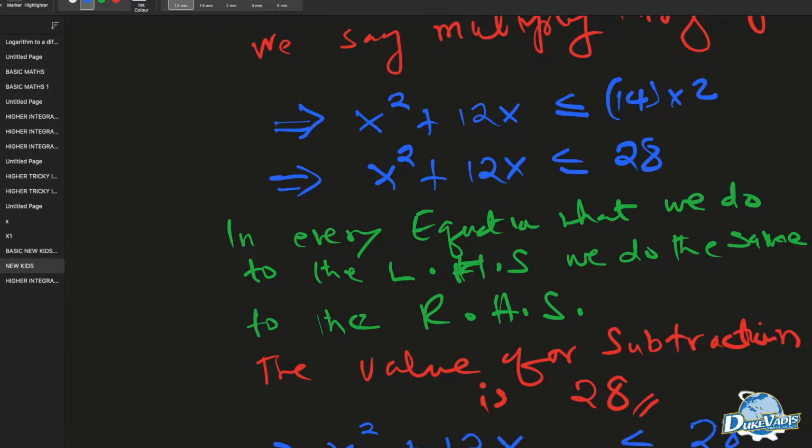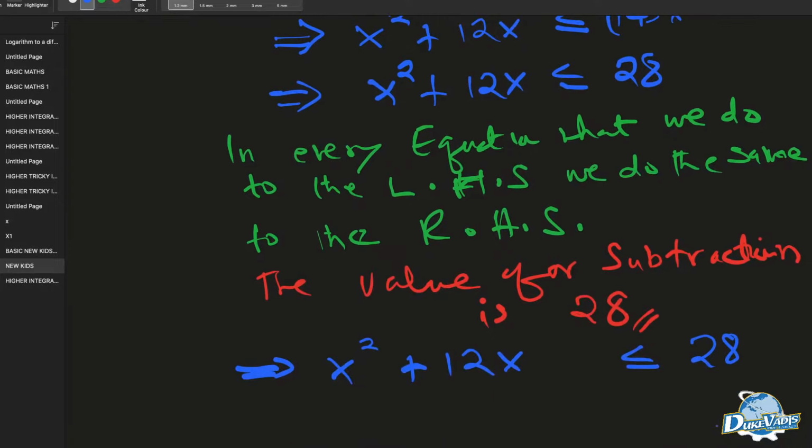That's what we have at our disposal. So we are going to subtract 28 from both sides, because we know by principle in an equation, what we do to the left hand side, we do to the right hand side too. So what we do to the left hand side, we always do to the right hand side. So what do we do? We are going to subtract 28 from both sides. Okay, so minus 28.